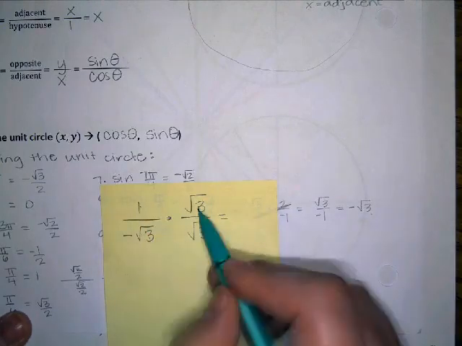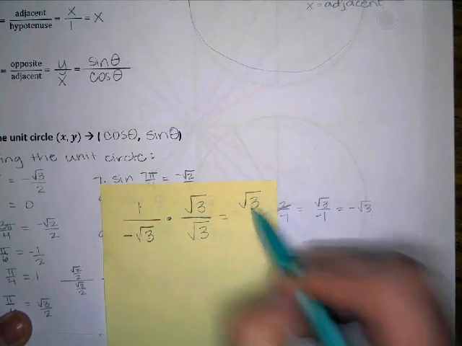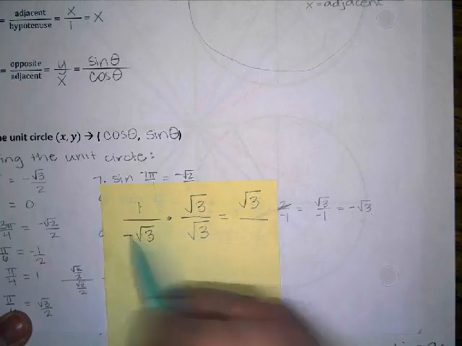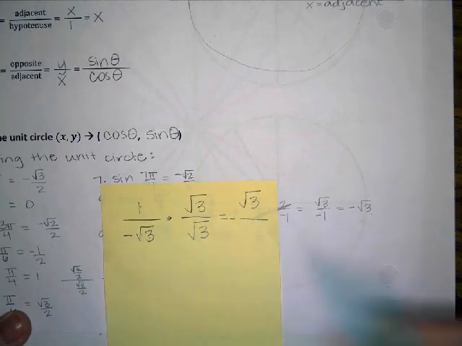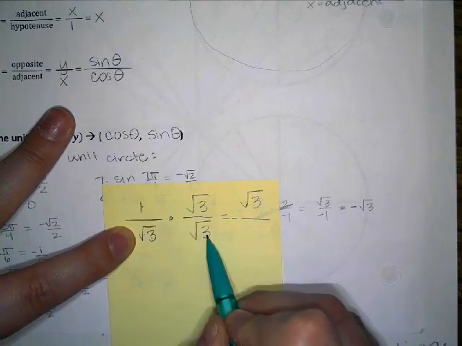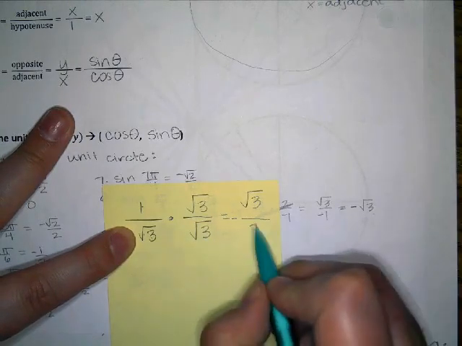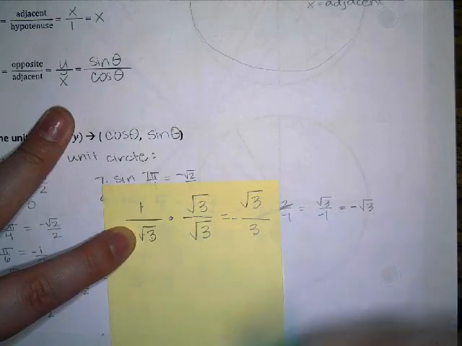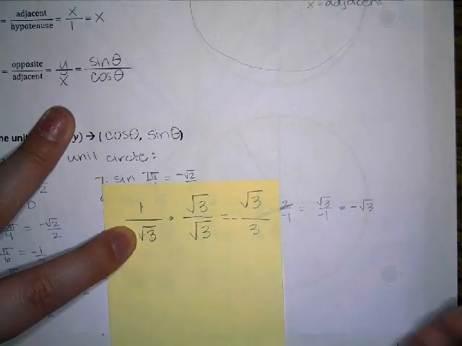And I'm going to take the negative and just move that out to the front of the answer. And then what do we get on the bottom? We get just a 3. So root 3 times root 3 is root 9. Root 9 is just 3. Okay, so negative root 3 over 3.